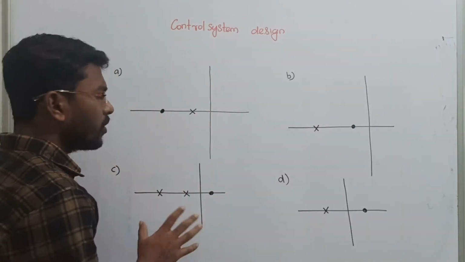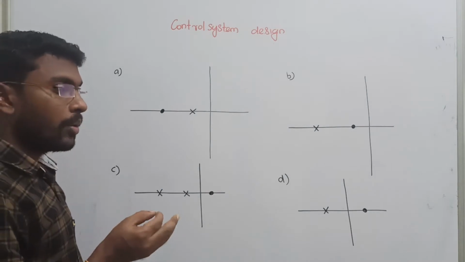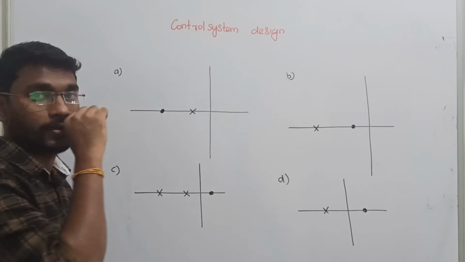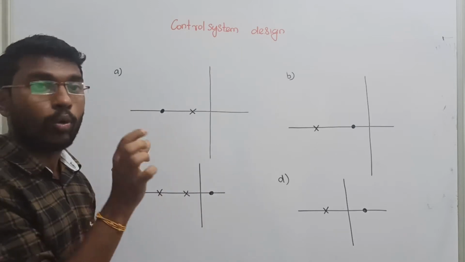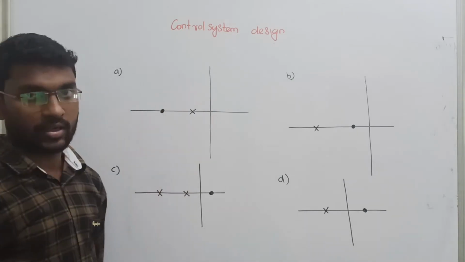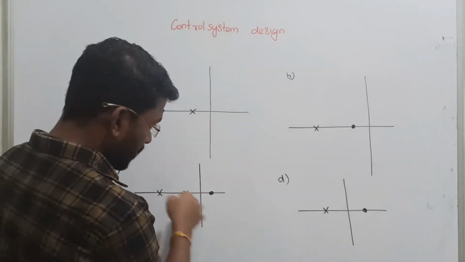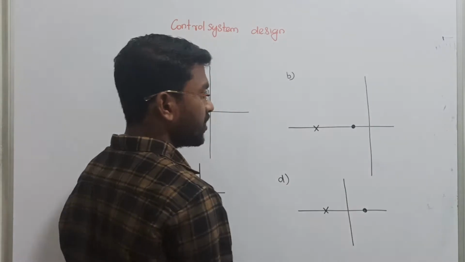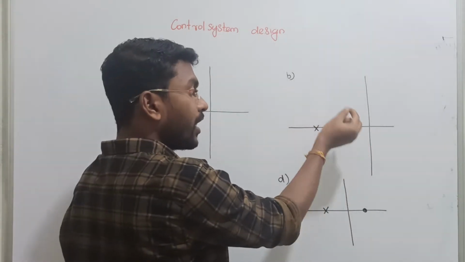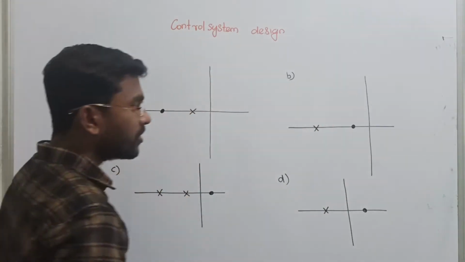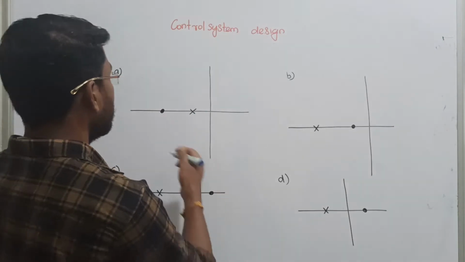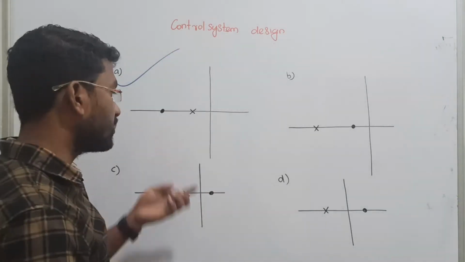Anyway, the question is, what is a lag compensator? For a lag compensator, priority will be given to the pole. So from the origin, if you have a pole nearer to the origin, and then you have a zero, then that is called a lag compensator. Whereas this one, nearer to the origin, we have a zero. Priority will be given to the zero, so this is called a lead compensator. This is called a lag compensator. So the correct answer for our question is lag compensator.